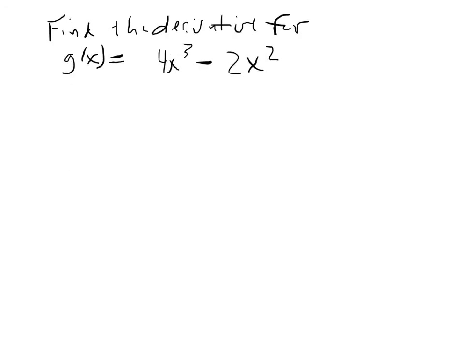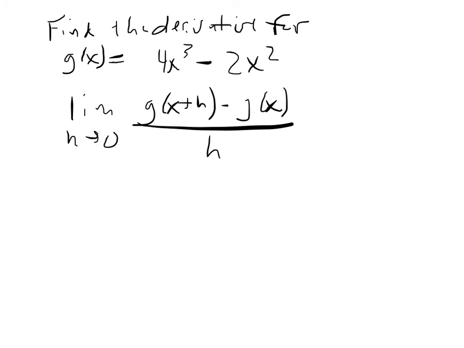So suppose you're asked to find this derivative for g of x equals the function 4x cubed minus 2x squared. We saw the limit as h goes to 0 of g of x plus h minus g of x all over h. That's our limit for the secant line approaching the tangent line.